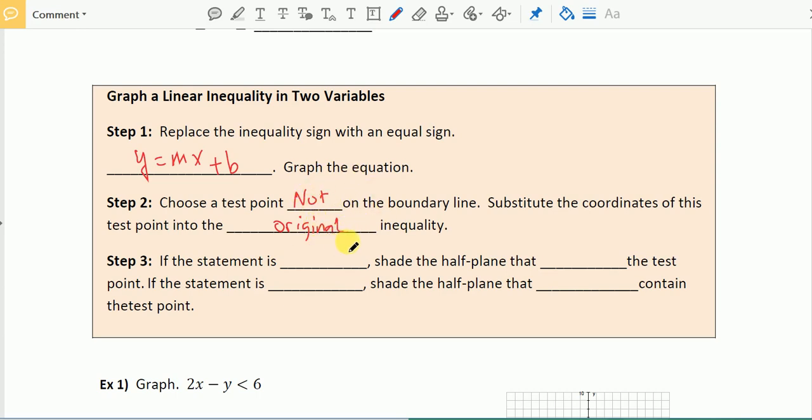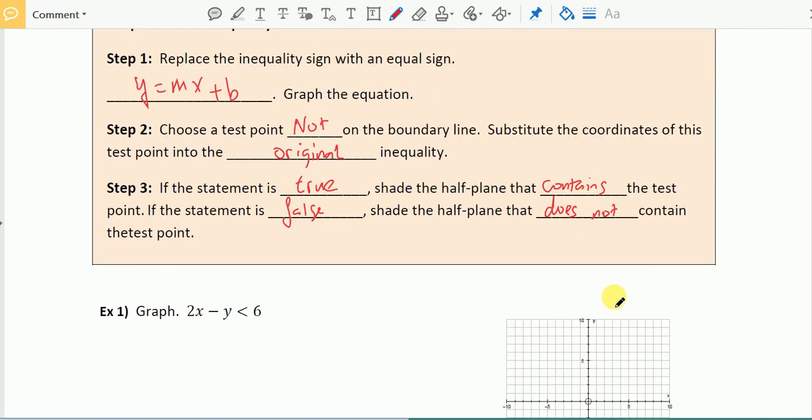Now if the statement is true, then that is the region of your solution, the half plane that contains the test point. If the statement is false, then you say the half plane that does not contain the test point. I believe you learned this from Math 20. So now let's try a few problems.